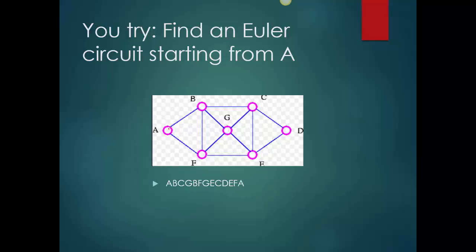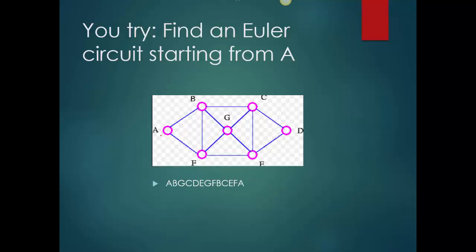So here, I could go A, B, C, G, B, F, then back to G, down to E, up to C, then D, E, F, A.